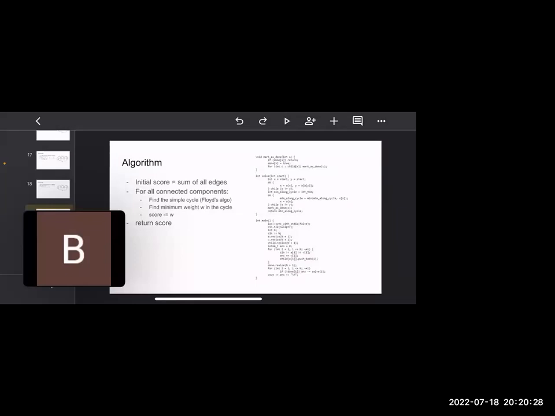And now, once we're in that cycle, we can basically iterate inside that cycle to find the minimum weight and subtract that from our final score.